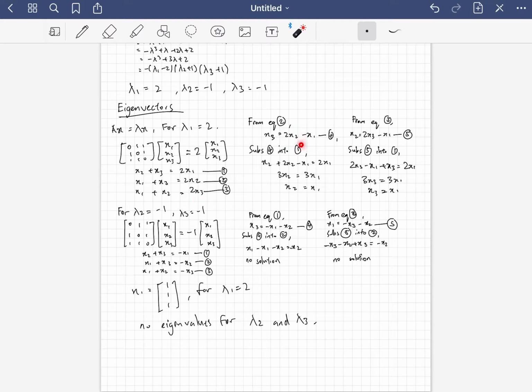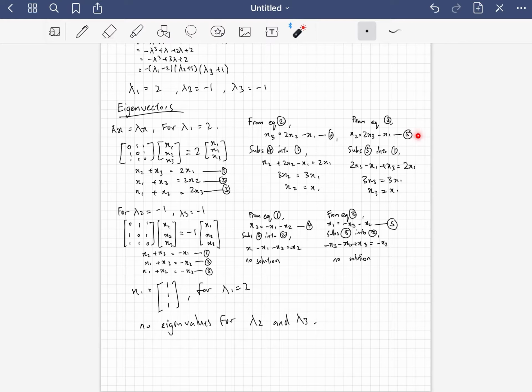So from equation number 2, I rewrite the equation to become a new equation, x3 equals 2x2 minus x1, and set it as equation number 4. Then I substitute equation number 4 into equation number 1 and get the final answer of x2 equals x1.